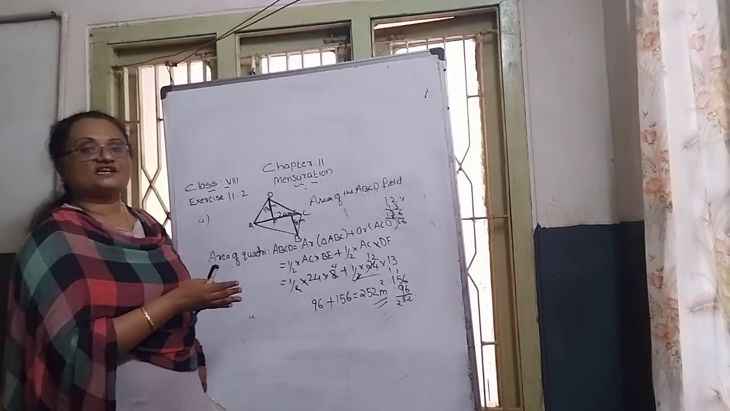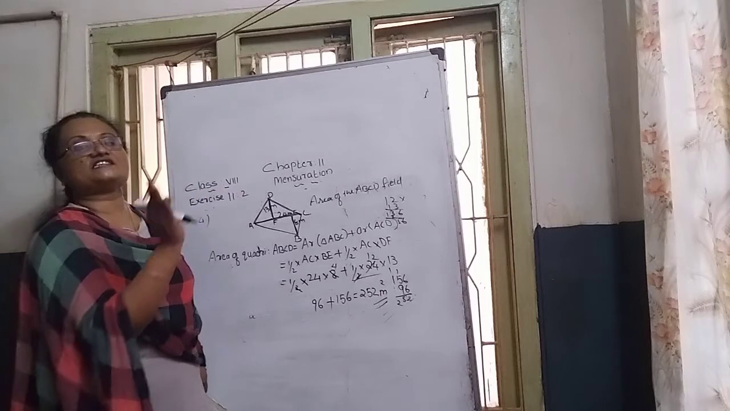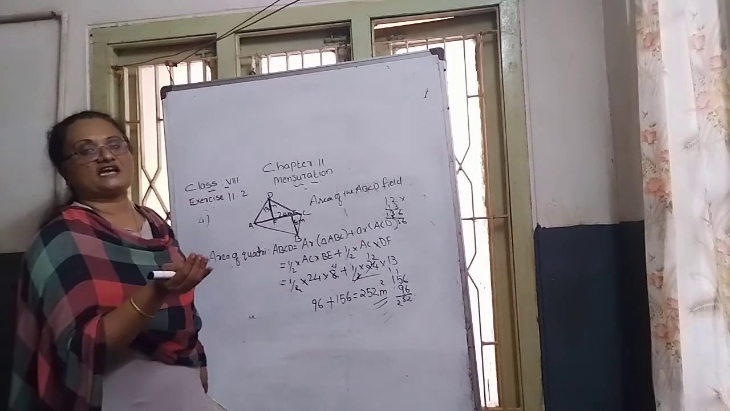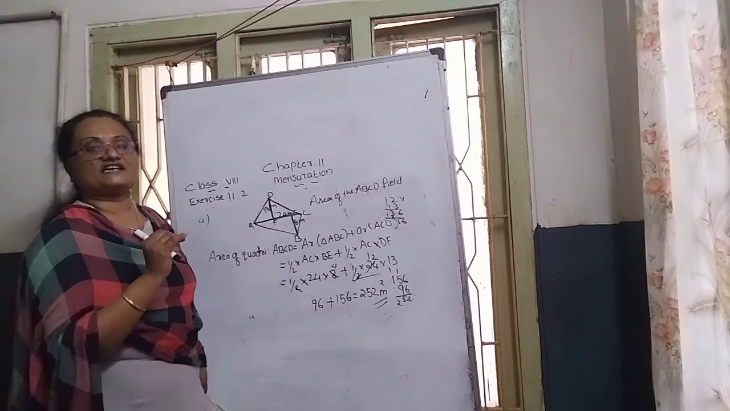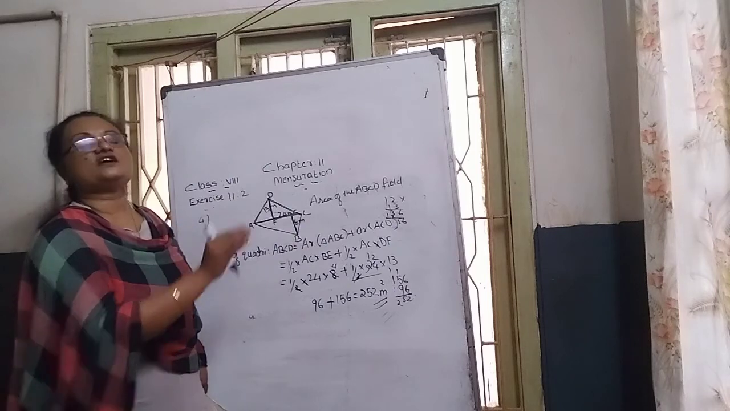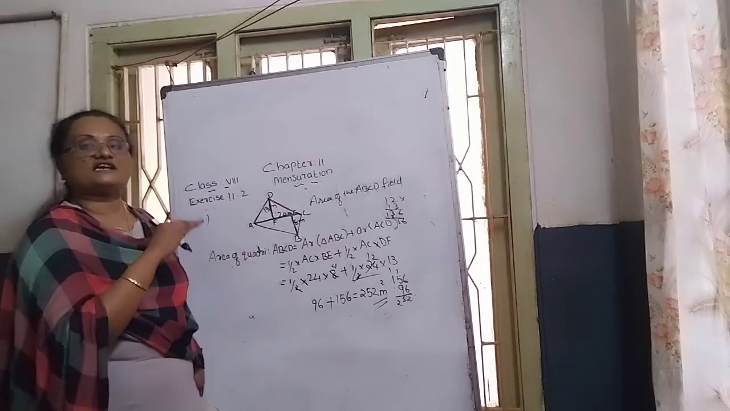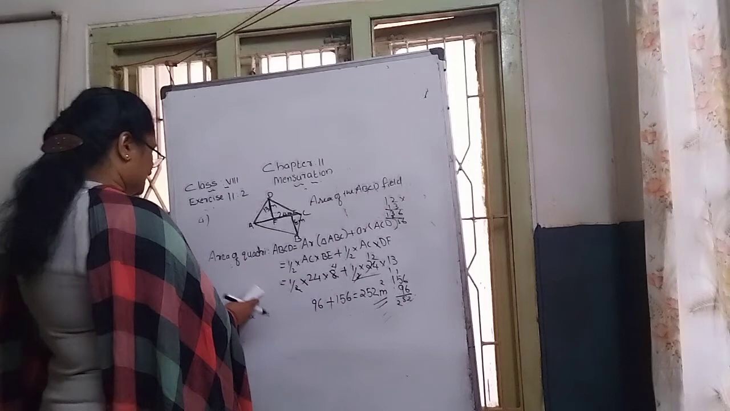How did we find that? The AC diagonal divides the quadrilateral into two triangles. Separately find the two triangle areas, and adding them, we get the full quadrilateral area. I hope you can understand this part.